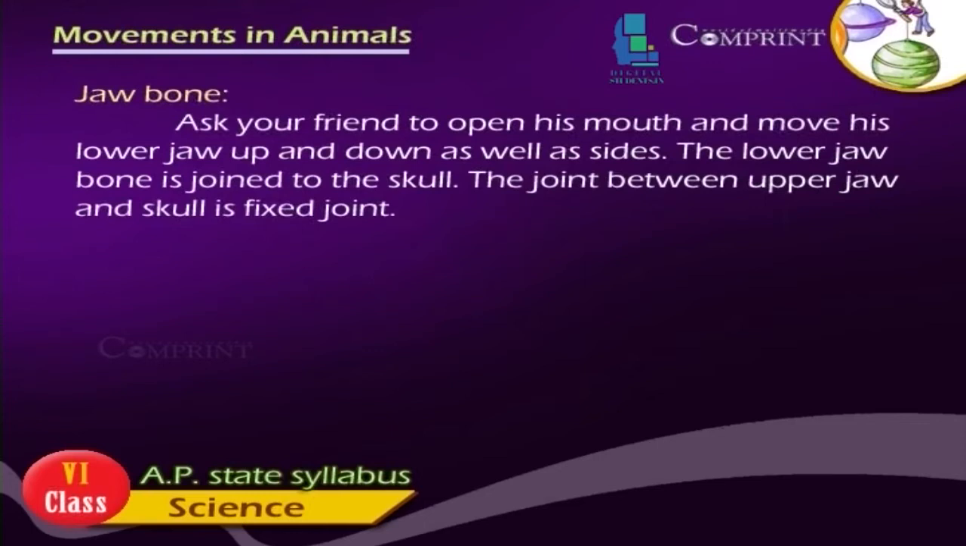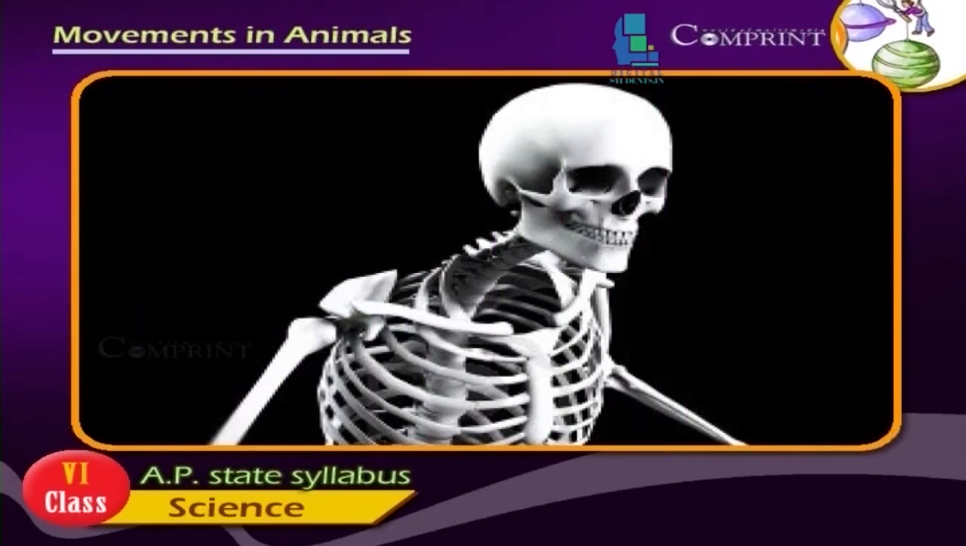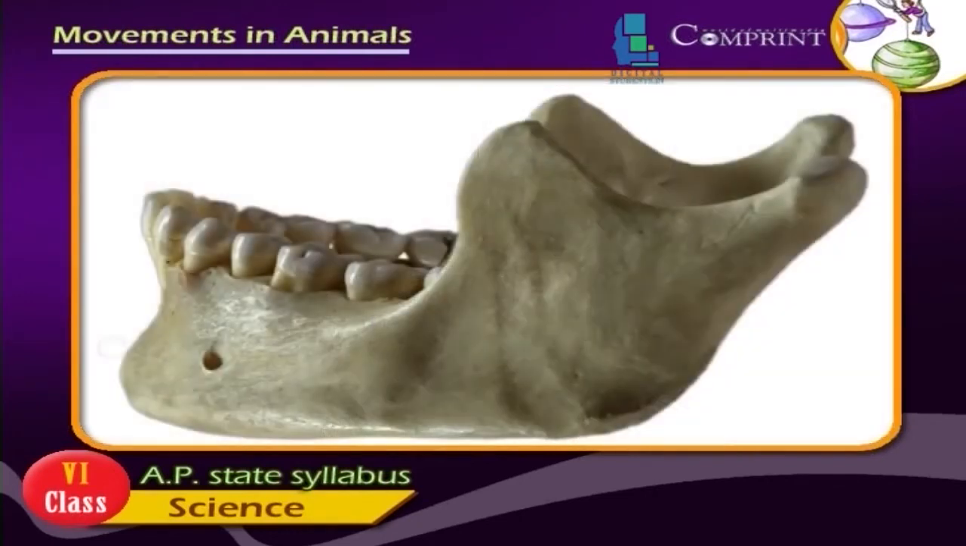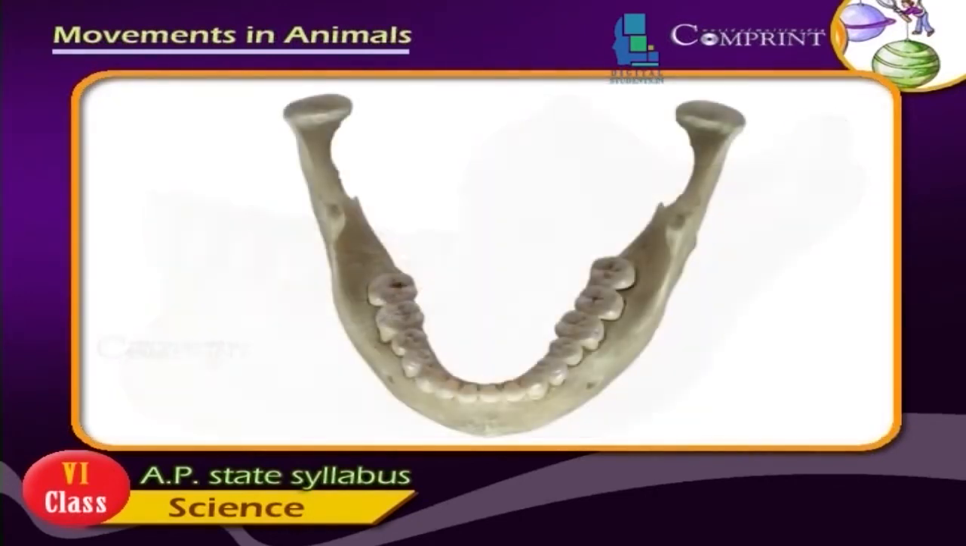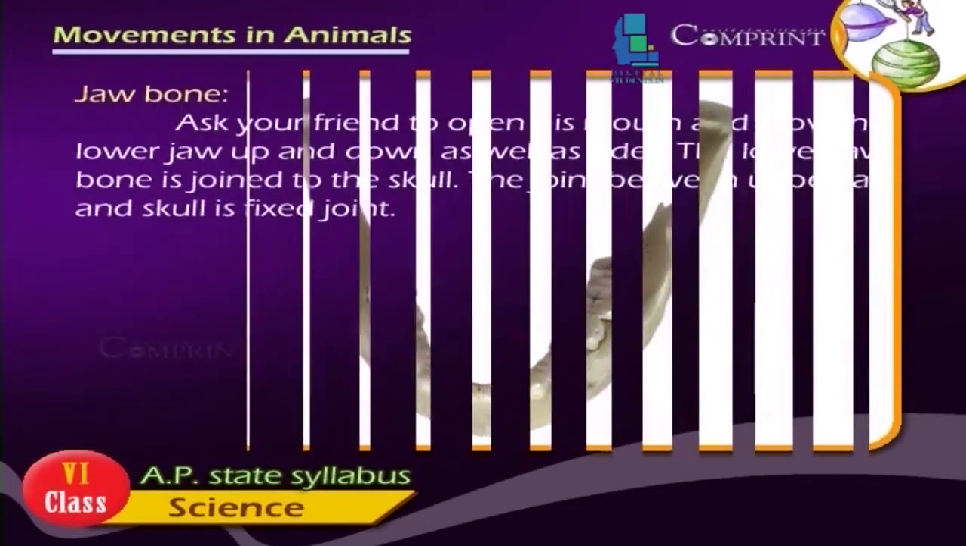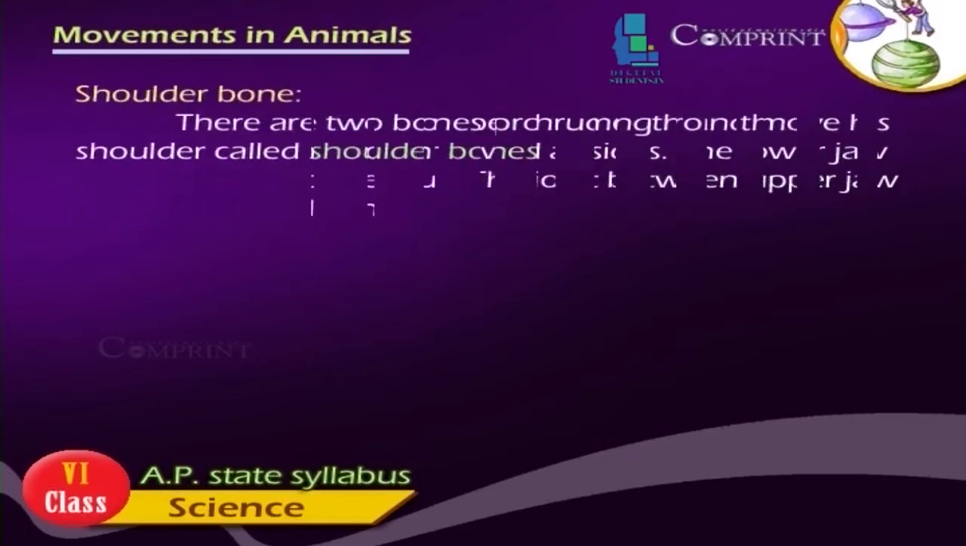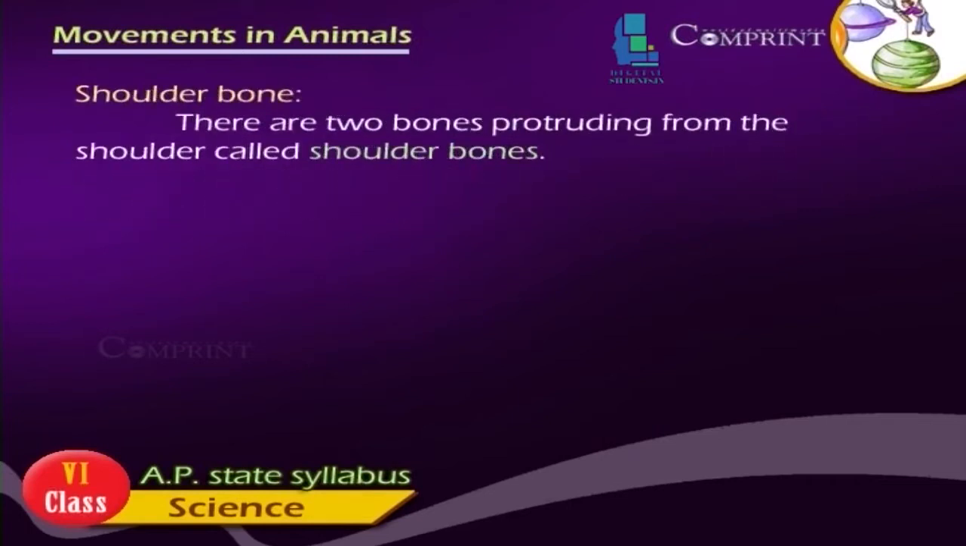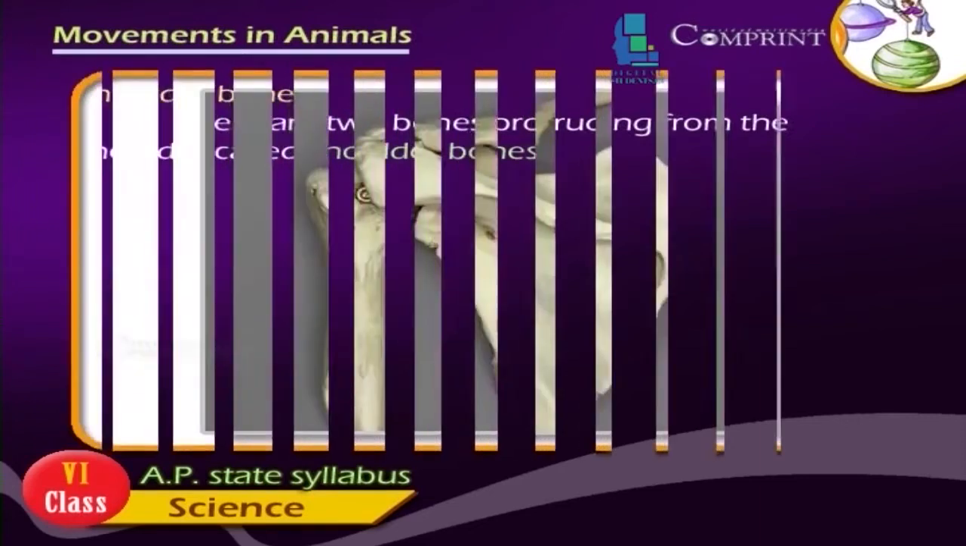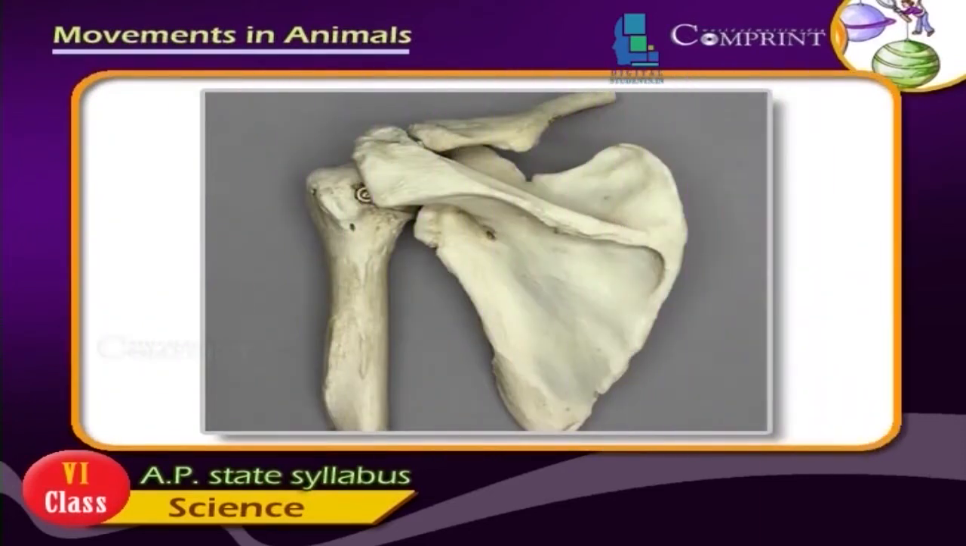Jawbone. Ask your friend to open his mouth and move his lower jaw up and down as well as sideways. The lower jawbone is joined to the skull. The joint between the upper jaw and skull is a fixed joint. Shoulder bone. There are two bones protruding from the shoulder called shoulder bones.